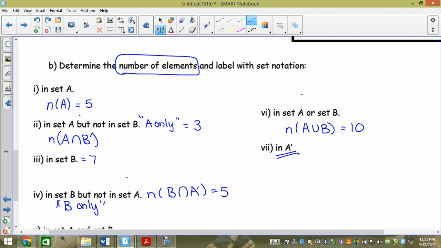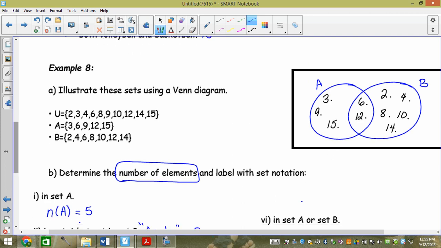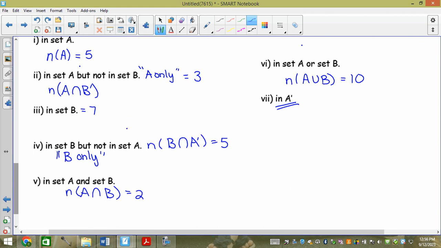What does this mean? Everything not in A. So, in this case, it would actually be the same as B only because there's nothing outside. But if there was something outside, I would count those as well, right? So I cover up A and I count everything that's not in A. So there's 2, 4, 8, 10, and 14, which is 5 of those. Okay, next one.